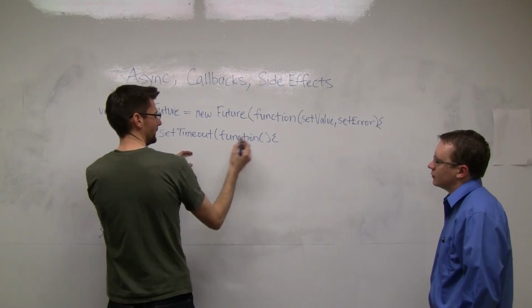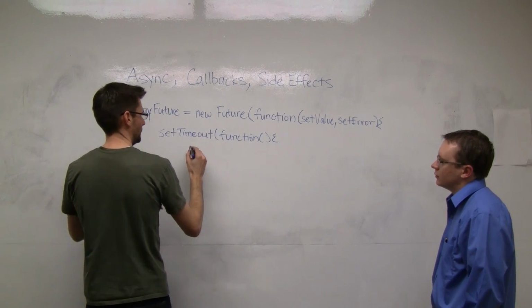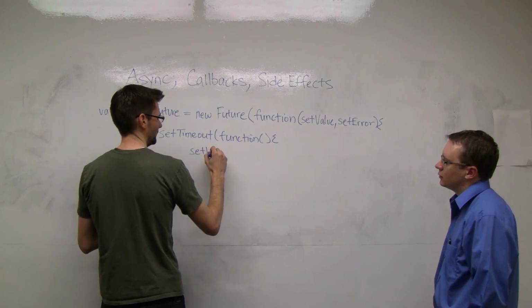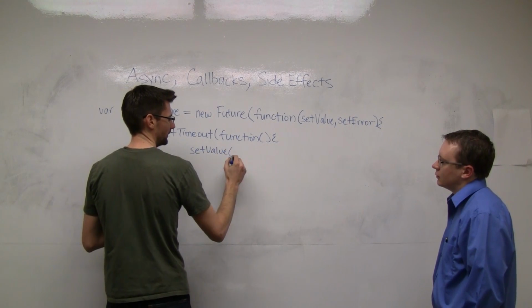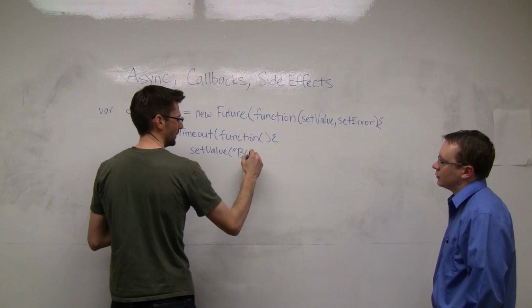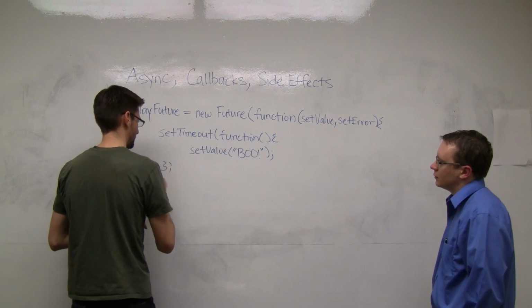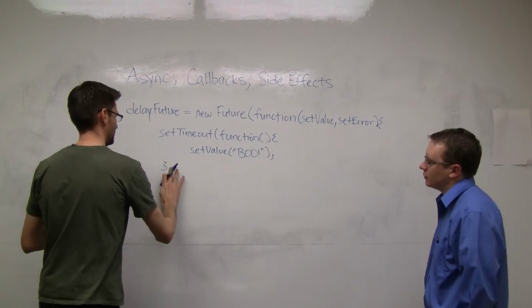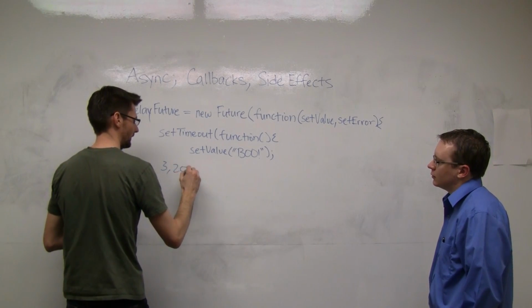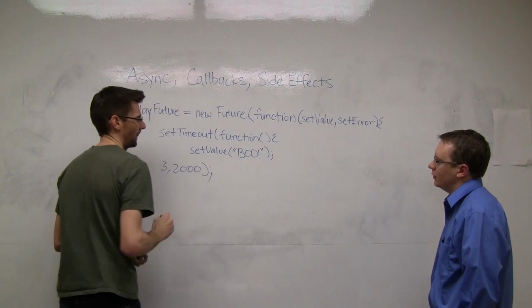And what we're going to say is when this timeout is done, we're just going to set the value to whatever we want. So we could say boo. And, whoop, forgot one thing. We'll do that in 2 seconds. How's that? Oh, there you go.